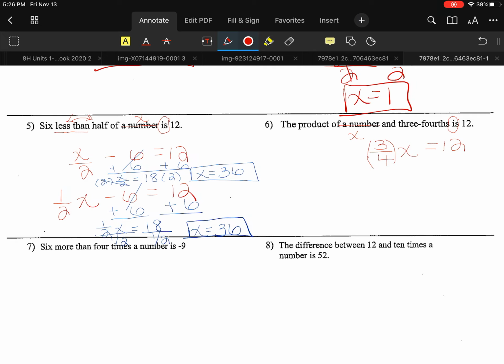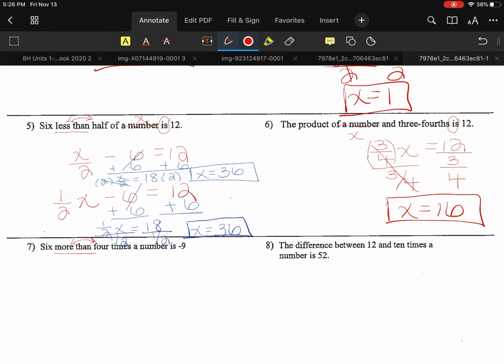Now I'm going to solve my equation. This is 3/4 times x. The inverse of multiplying by 3/4 is to divide by 3/4. If you're using a calculator, you're doing 12 divided by 3 over 4. If you're not using a calculator, you're going to have to do keep, change, flip. x equals 16.